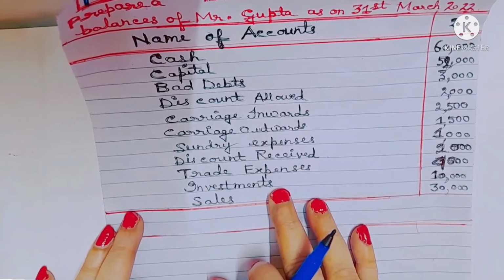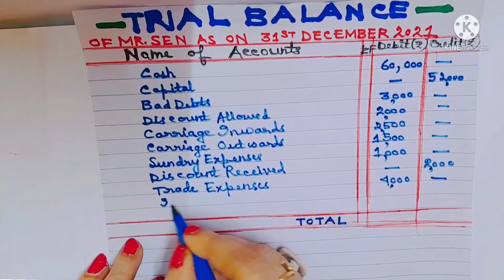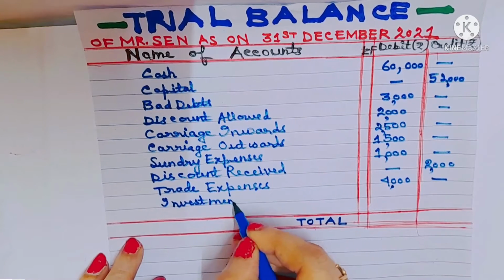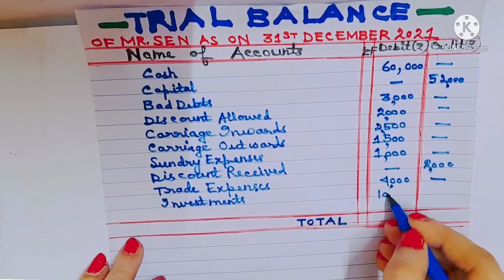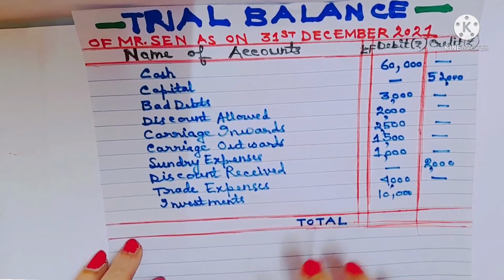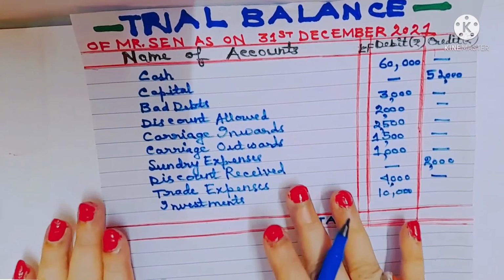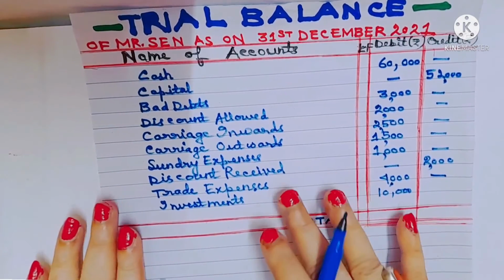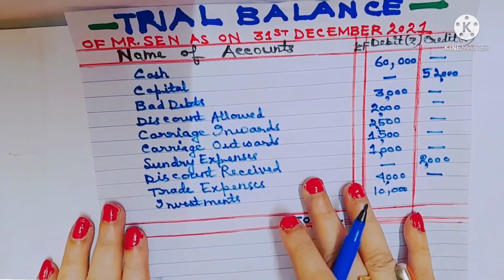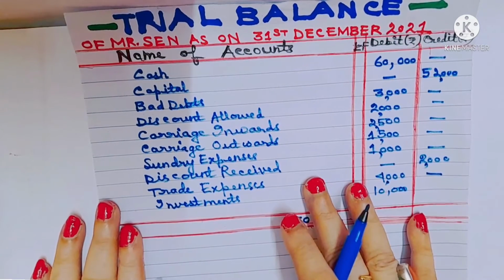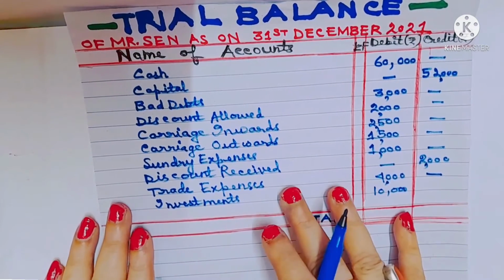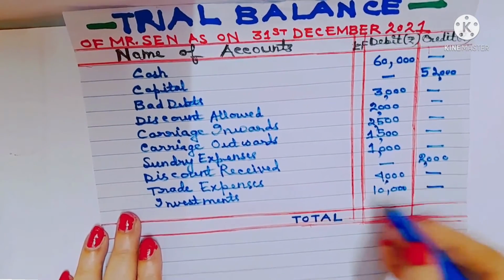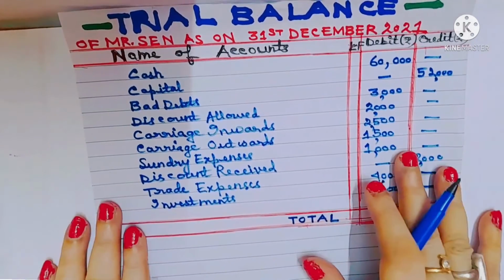Investment 10,000. Let's write. Investment falls under real account. According to real account, what comes in is debit. Investment is an asset. When you're purchasing an asset, it comes into the business. So investment account will be debited, 10,000. Understood? So let's see the last account.